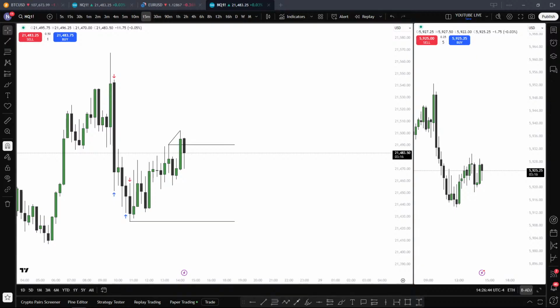Wyckoff is similar in many ways to ICT. ICT did talk a lot about timing. It's just kind of pushed back behind everything, because everything that he points out in his lectures is due to timing. His concepts, fair value gaps, breakers, whatever, only work when they're aligned with specific price levels.